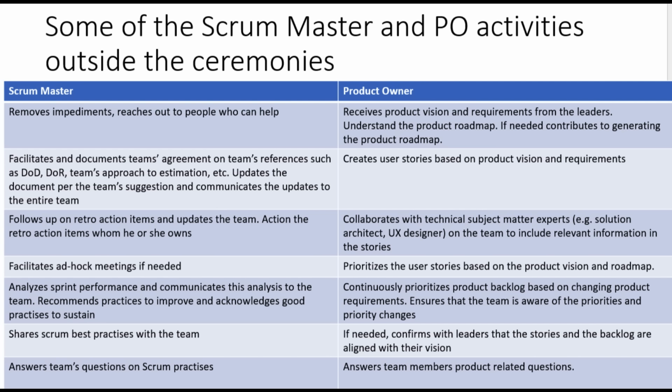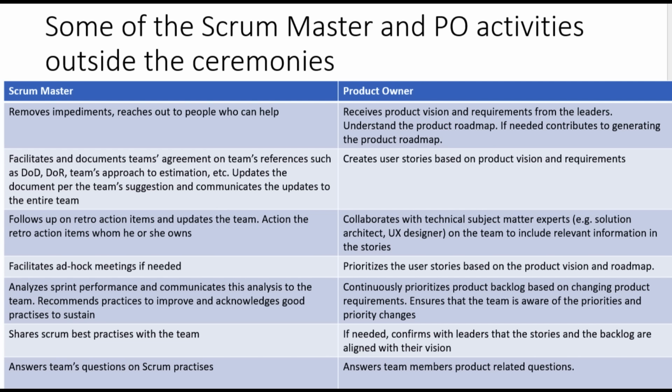In doing so, sometimes the product owner collaborates with technical subject matter experts such as solution architects or UX designers on the team to include relevant technical information in the stories. Moreover, the product owner is in charge of prioritizing the backlog. Prioritizing the stories based on the product roadmap is significantly important.